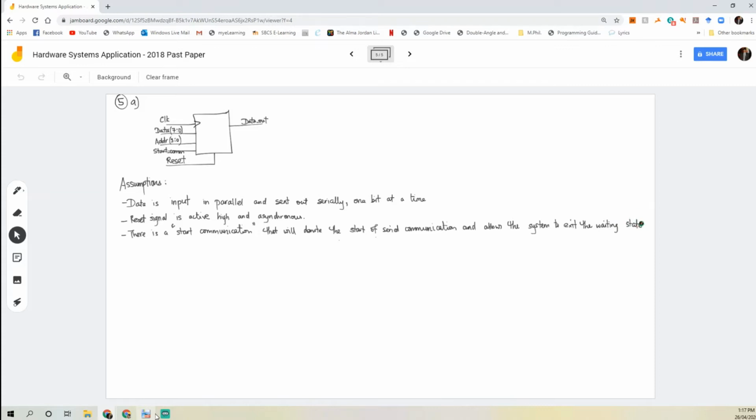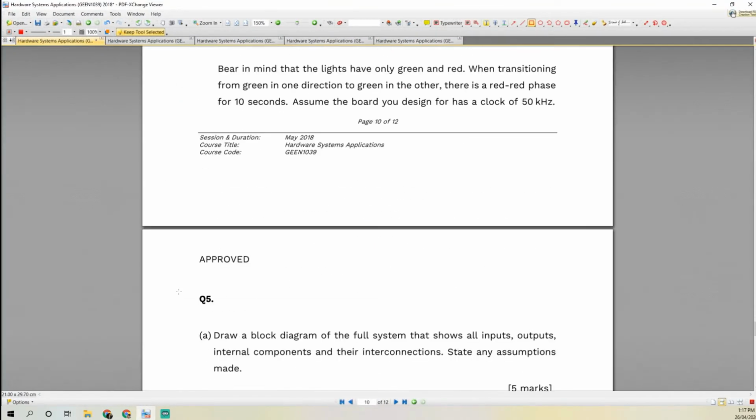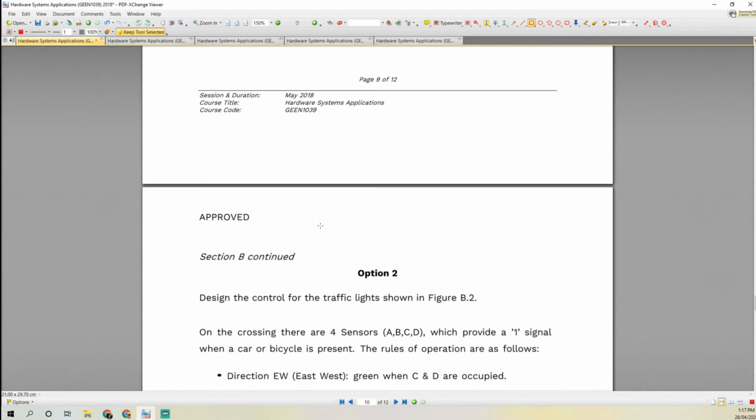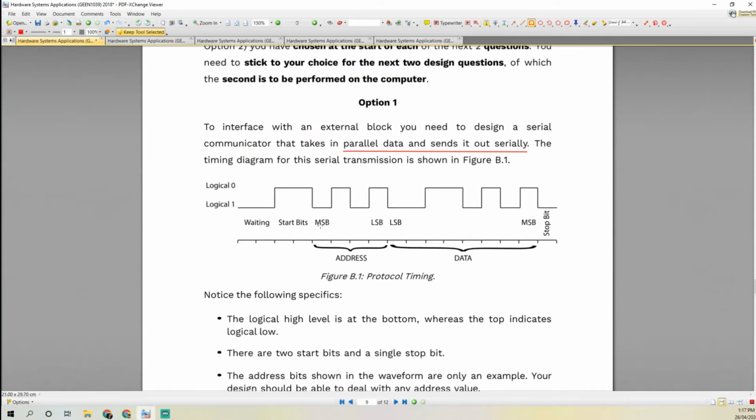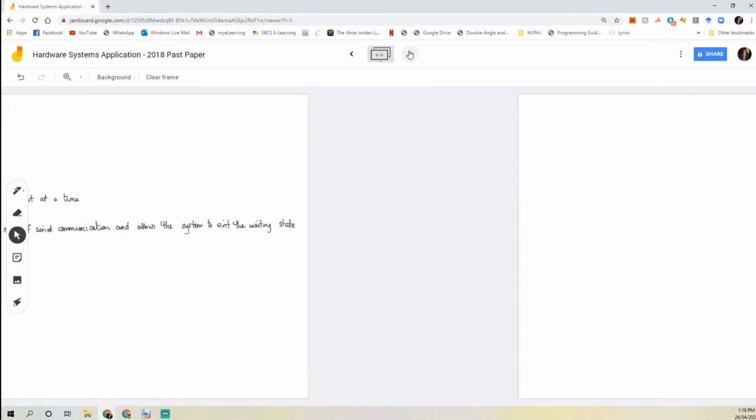Okay, all right, and that takes care of our diagram and our assumptions for question 5, part A. Okay, part B now asks us to draw the state transition diagram and to state any assumptions. So we are going to figure out the states from this timing diagram here. There are some more details in this diagram that we will need to pay attention to, but we'll get to that when we start the programming. Okay, so let's go on to another page.